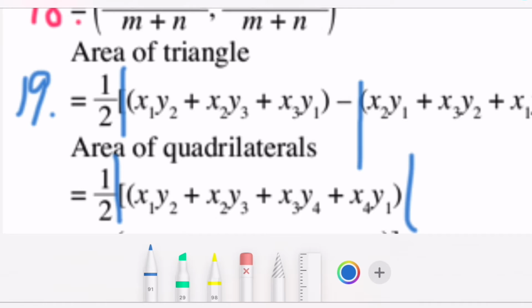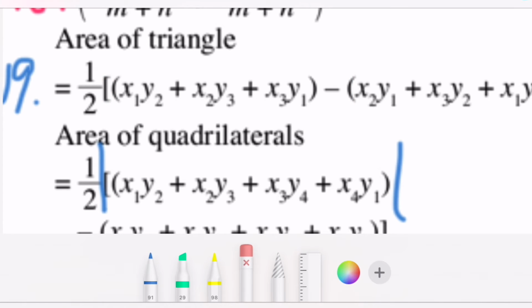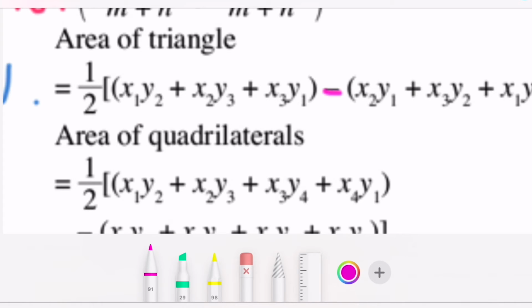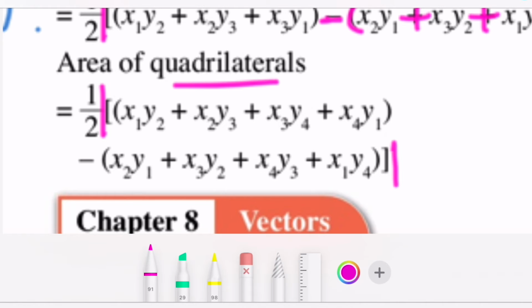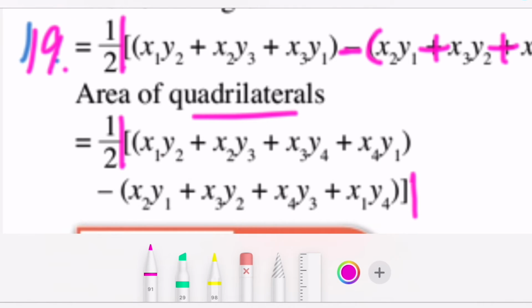Okay, so modulus must always be there. And how you multiply, you should use a bracket here. It's very common that we use a bracket, minus, and here is plus all the way. Here must have a modulus. Here also must have a modulus. If it is a quadrilateral, we can use the same. So this is number 19, area of triangle and area of the quadrilateral.